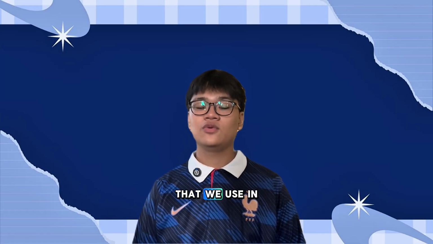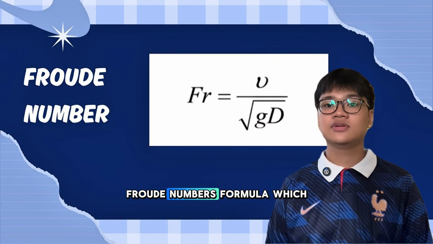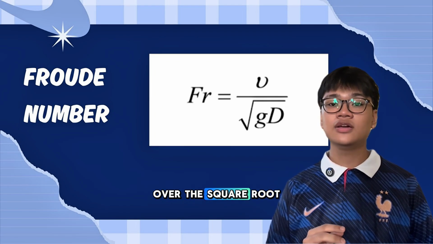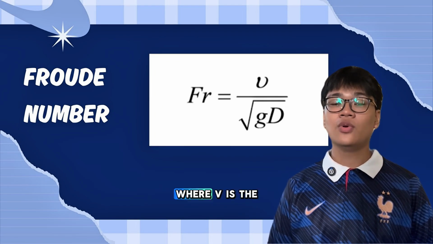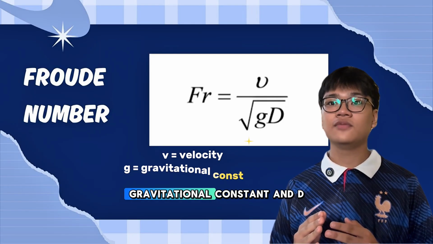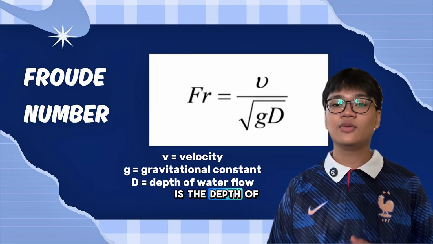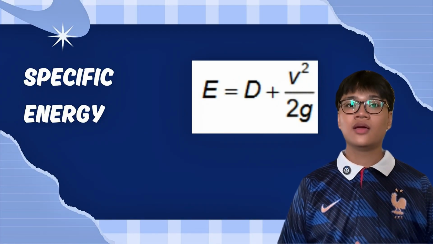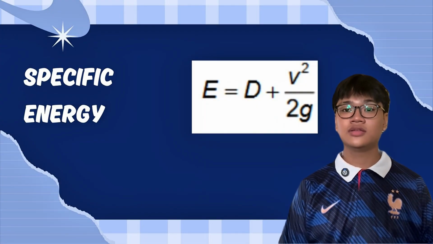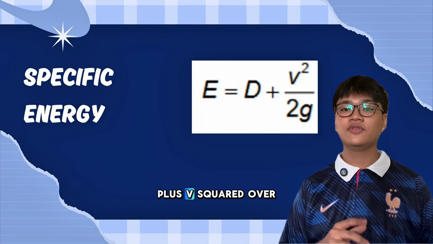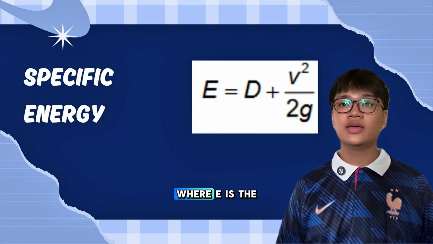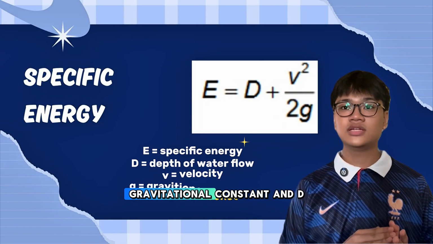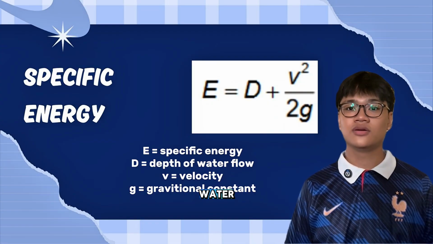One of the formulas that we use in this experiment is the Froude number formula, which is Fr equals v over the square root of g times d, where v is the velocity, g is the gravitational constant, and d is the depth of water. Next formula is the specific energy formula. The specific energy formula is E equals d plus v squared over 2g, where E is the specific energy, v is the velocity, g is the gravitational constant, and d is the depth of water.